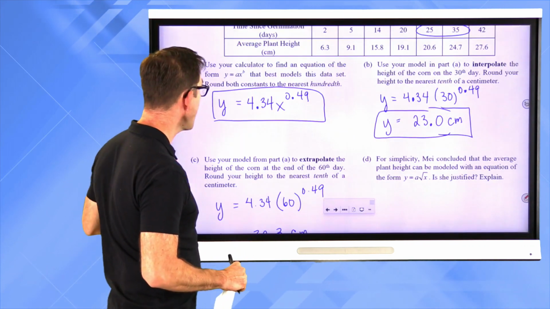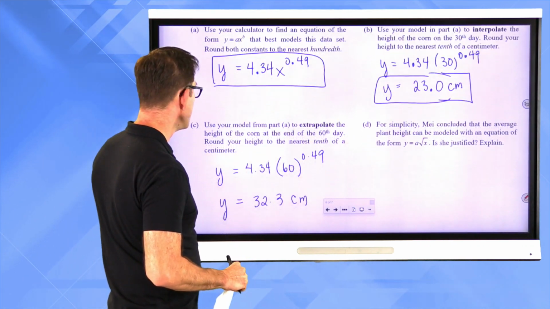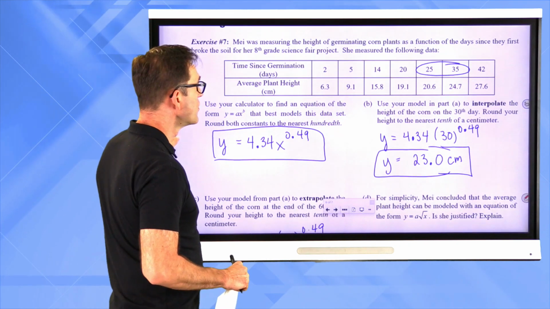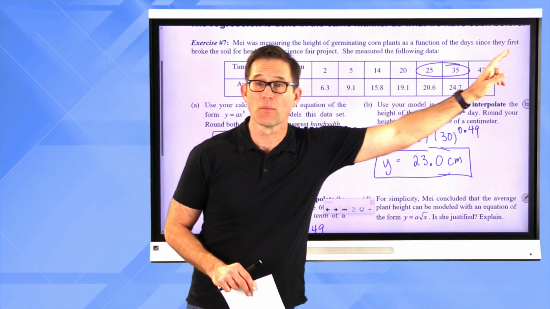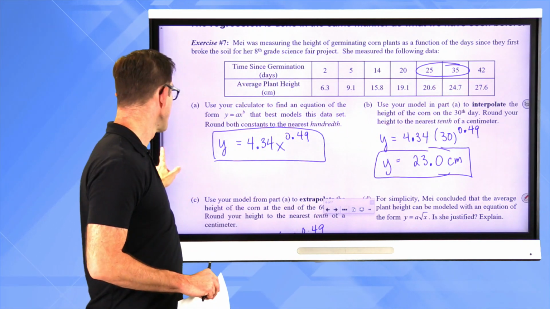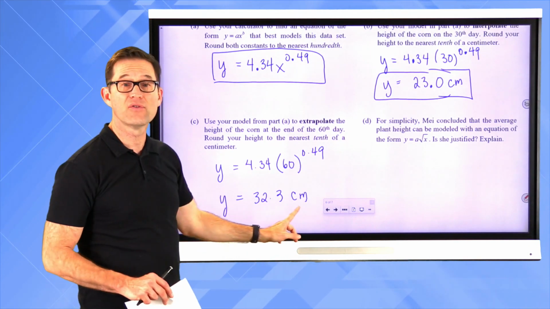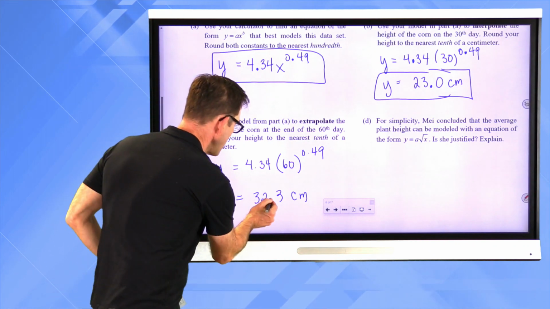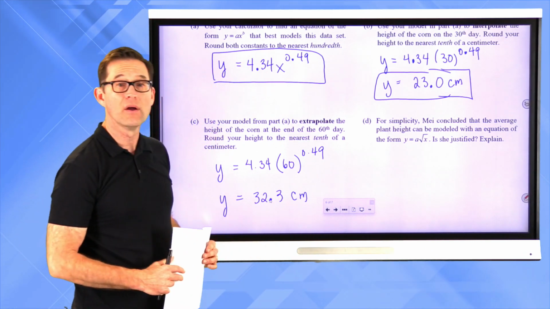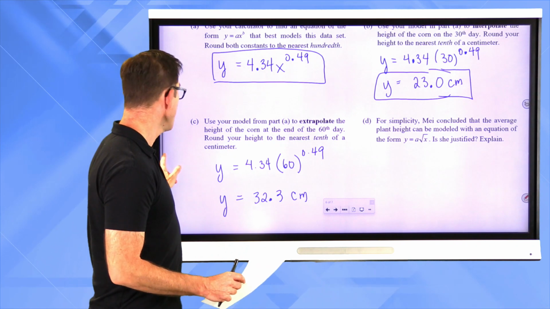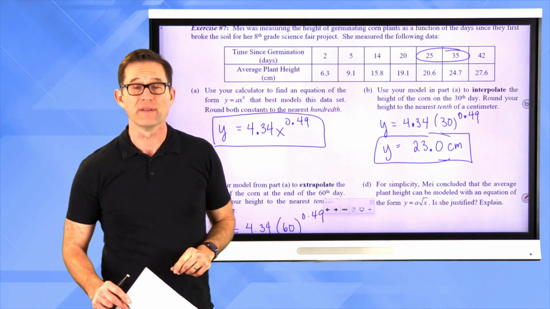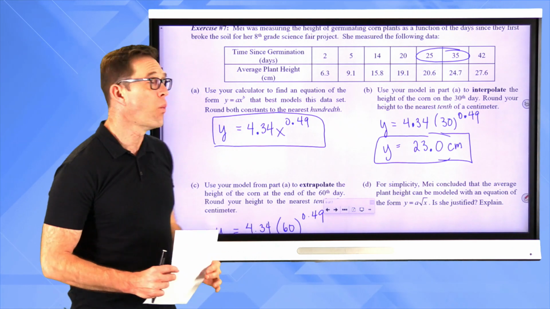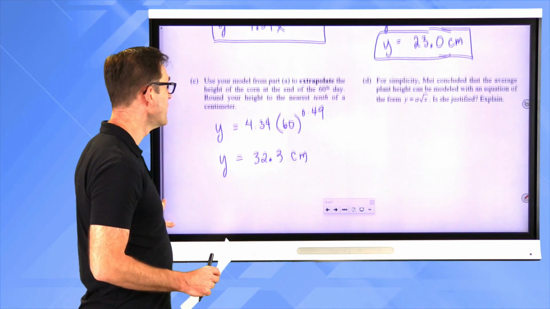Now again, just as a side note, 60 days is outside of this interval of our input. It's somewhere out here. And of course, then we're predicting a value of 32.3. Again, let's get that decimal place a little bit bigger, which I feel pretty comfortable with given that that's bigger than our 27.6. All right, let's look at one final issue with this.